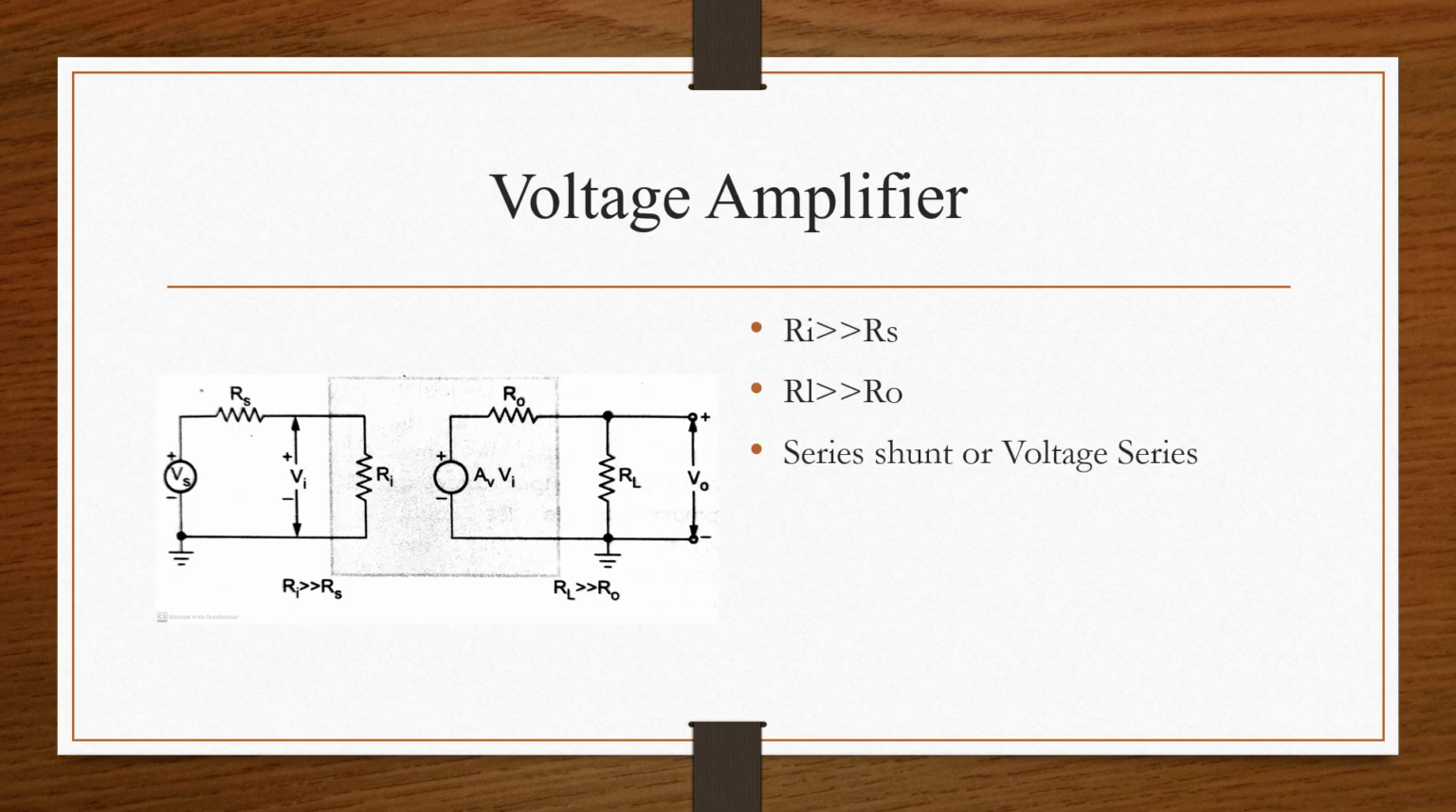These voltage amplifiers are actually used to amplify the input signal so that it gets amplified at the output side too, which can be represented in Thevenin's equivalent circuit. Here, the input resistance is going to be very large compared to the source resistance, and the output resistance is going to be less than the load resistance. This voltage amplifier is suitable for the feedback topology called series shunt, or voltage series in other words.